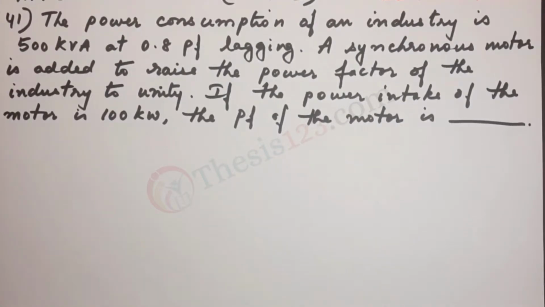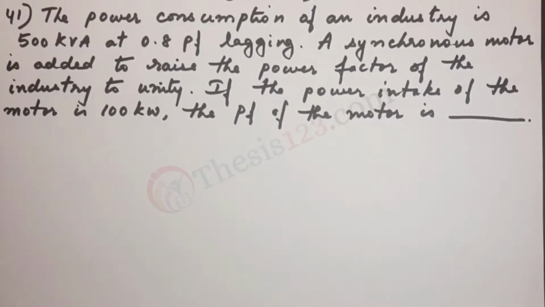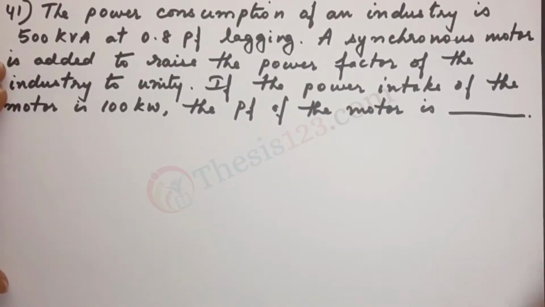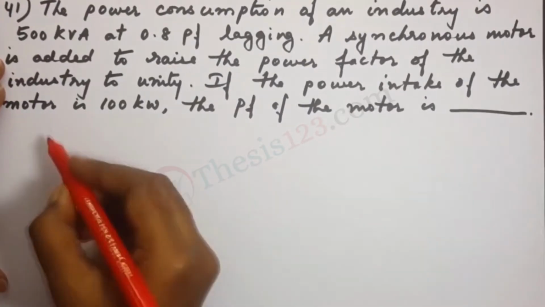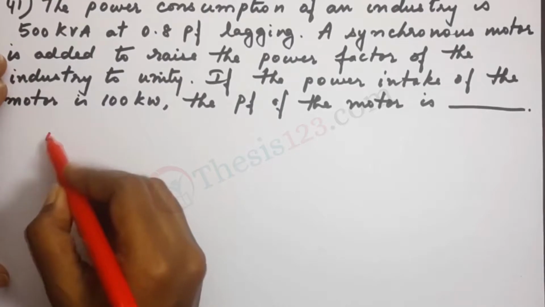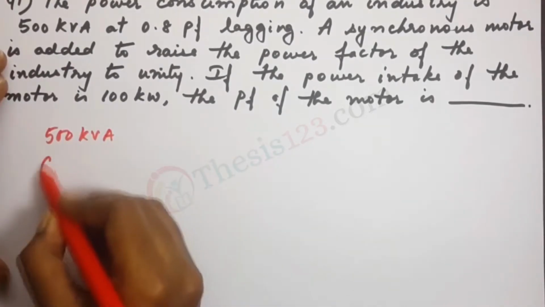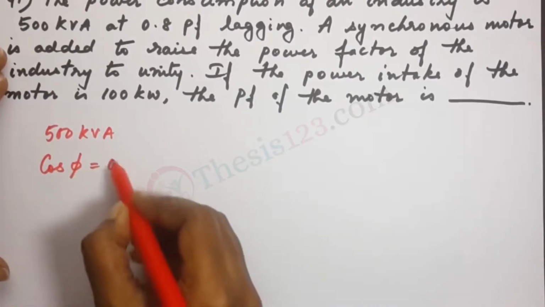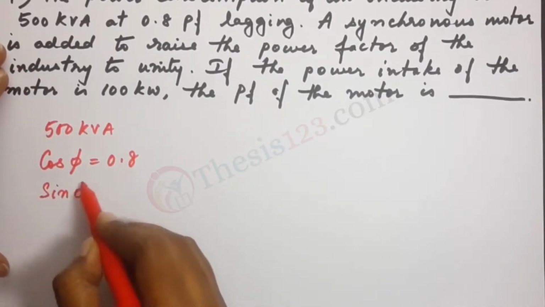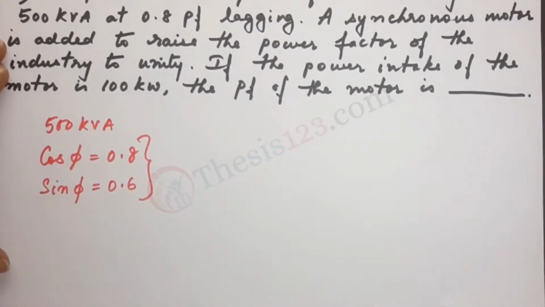So since we are dealing with power factor, we have to find out what the power factor of the motor is. We will need both the reactive and the active power of the industry first. So let's write down what we have. The power consumption of the industry is 500 kVA. The power factor is 0.8, which means that cos phi is 0.8. Now if cos phi is 0.8, that should tell us that sin phi is 0.6. Okay? They are a team.